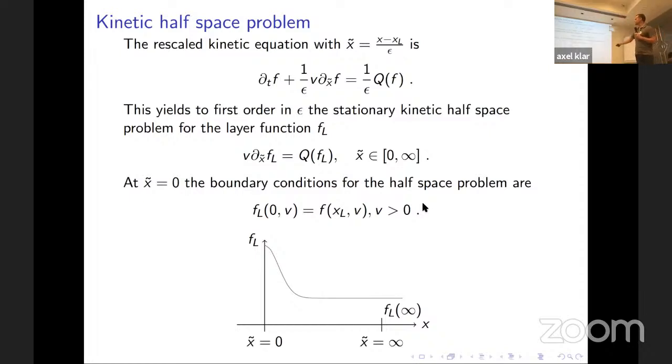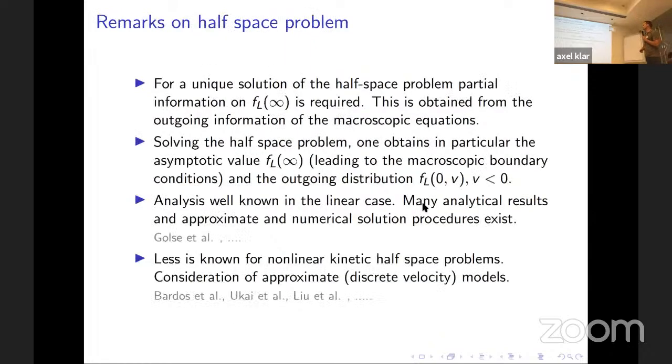At 0, it's the thing you have here, but at infinity, it's the outgoing information from the macroscopic equation which provides you this condition. Then you solve the problem, and you get the full state at infinity, and that gives you then the state for the Riemann problem, for the half-Riemann problem of the macroscopic equation. So that's the idea behind these half-space problems. And that's the thing I just mentioned here. So that's this matching procedure.